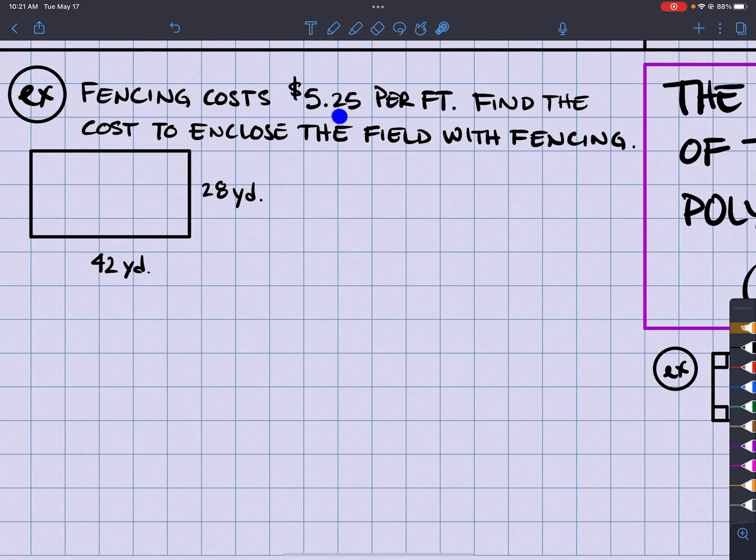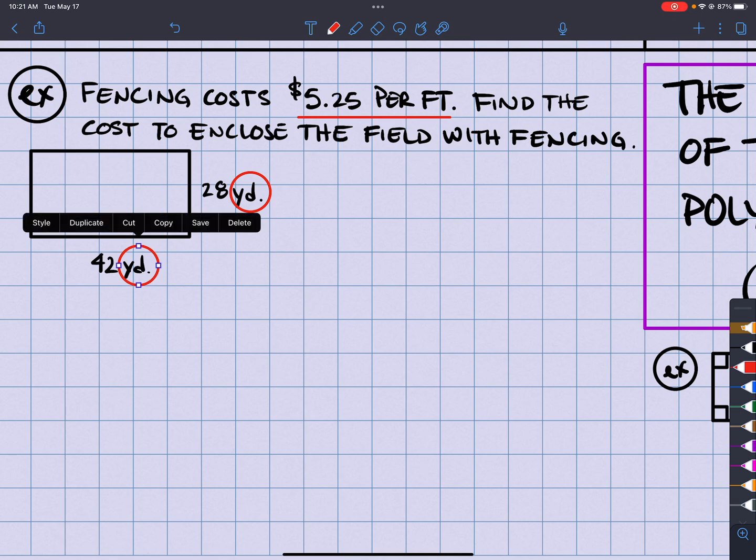However, look at this, guys. This is mentioned per foot. But look at what happened here. These are in yards, right? So these are in yards, and this is in foot. So let's first find the perimeter, and then we'll convert those yards to foot.